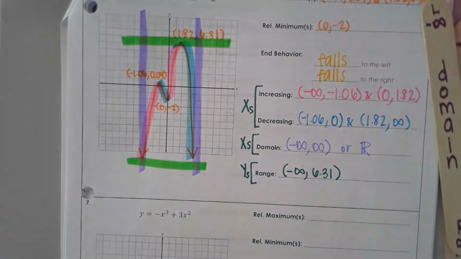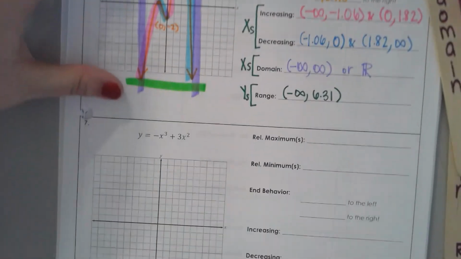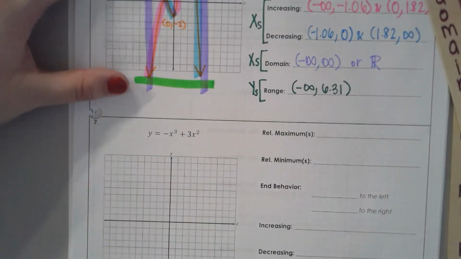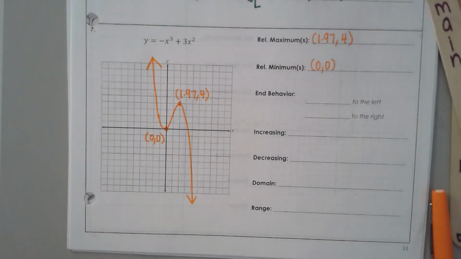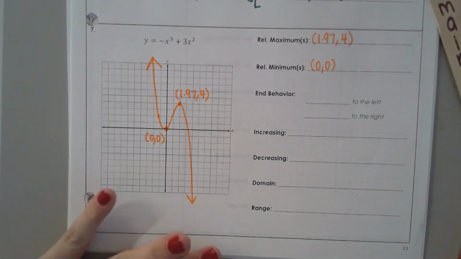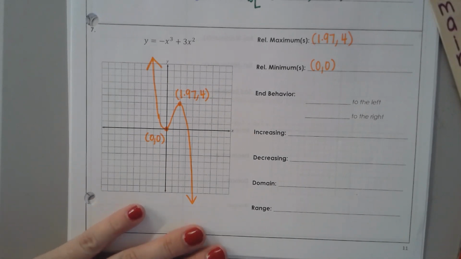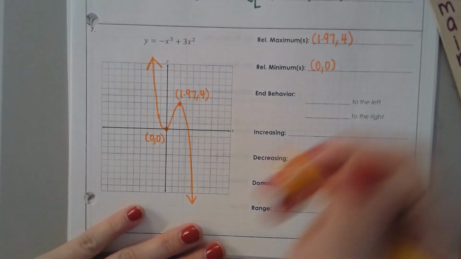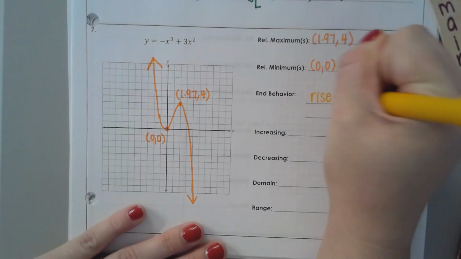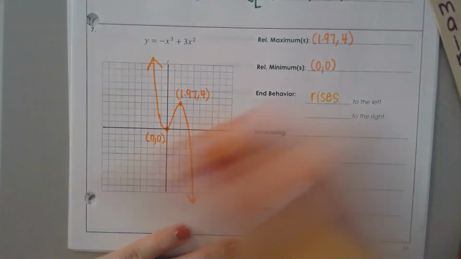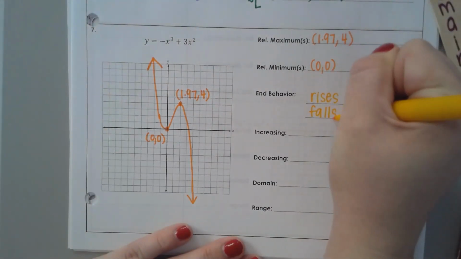I want you to go ahead and graph number 7. All right, I had a maximum at 1.974. You might have also put 2.4. And minimum at 0, 0. What about the end behavior? What does it do to the left? Rises to the left. What about to the right? Falls to the right.